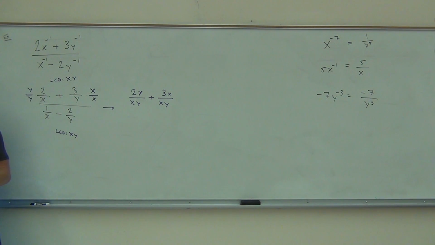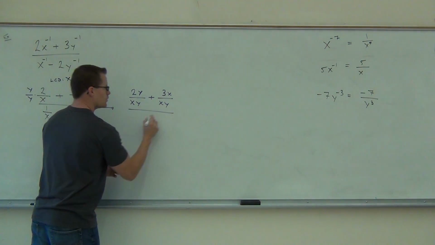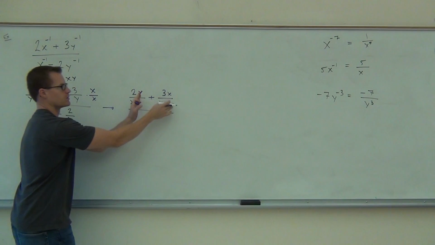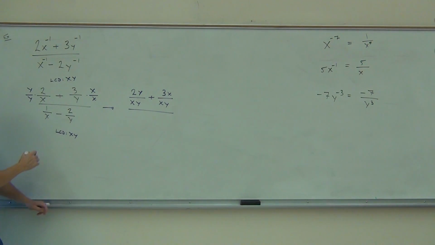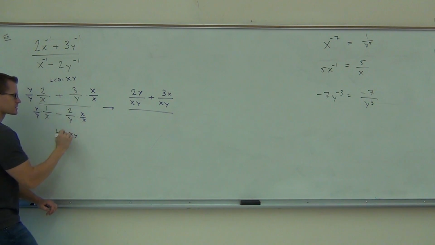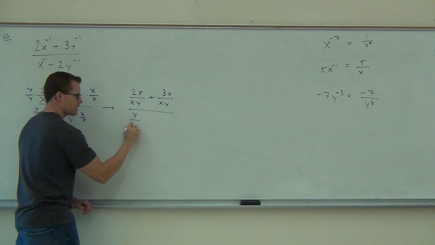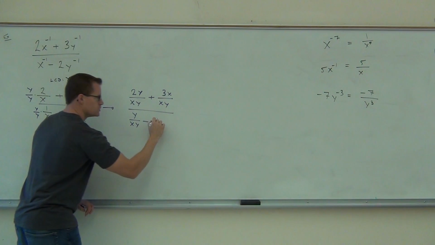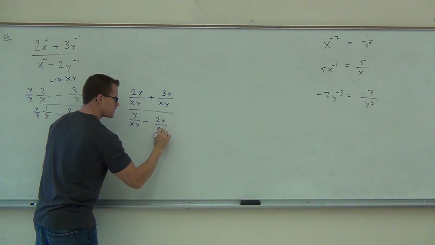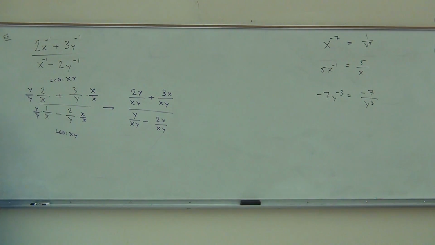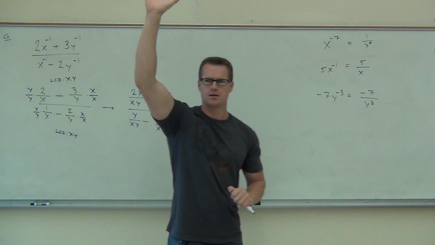You sure? Okay. Over, we have our LCD, we have that now in all spots, that's great. Over, again we're going to multiply this one by y over y and this one by x over x. We'll get y over xy. We'll get 2x over xy. Raise your hand if you're still with me. Feel okay about that? Good, I'm glad.